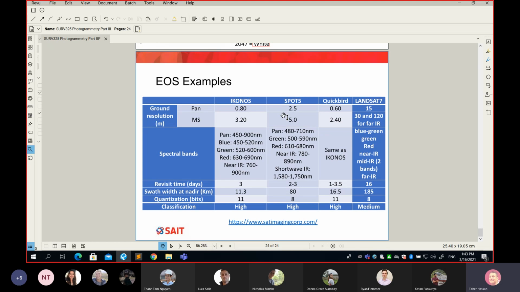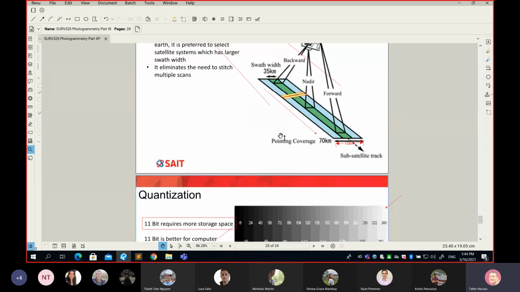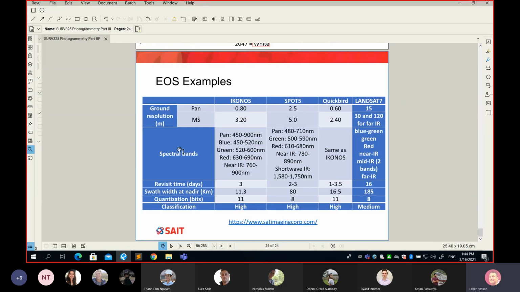Now here is my last slide, and I'm hoping that I was not so super heavy. To be honest, I'm not going to spend more time on this because you already know all the juice and all the terminologies. This table makes a comparison between four different satellite systems: Ikonos, Spot 5, QuickBird, and Landsat 7. Those are different satellite missions.